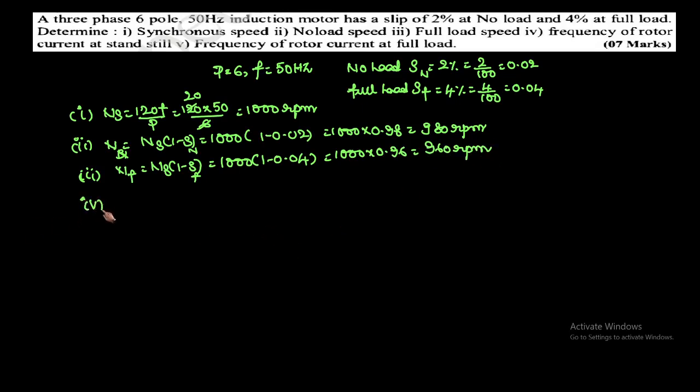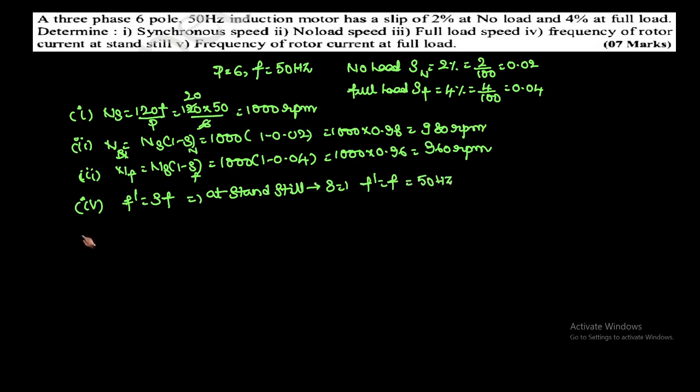Fourth question, the frequency of rotor current at standstill. So f dash will be s times sf. At standstill, that is the starting condition, the slip will be equal to 1. So f dash will become f only, and the answer is 50 Hz.